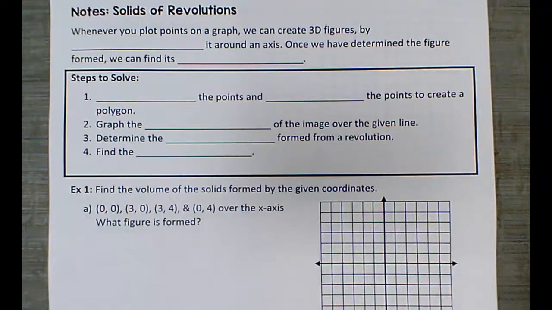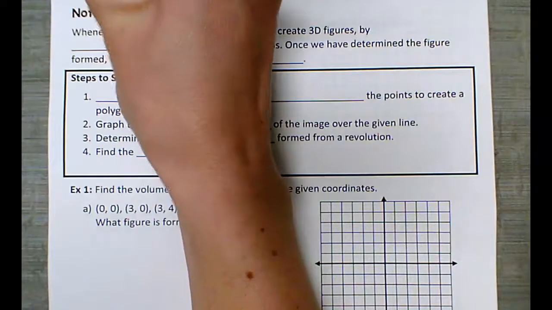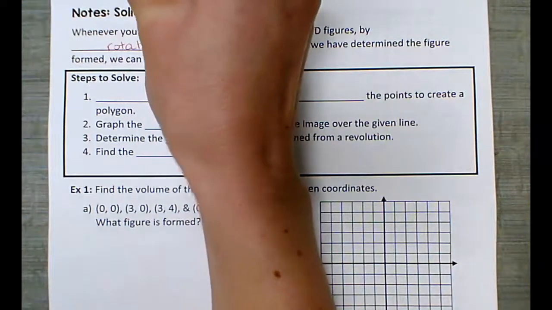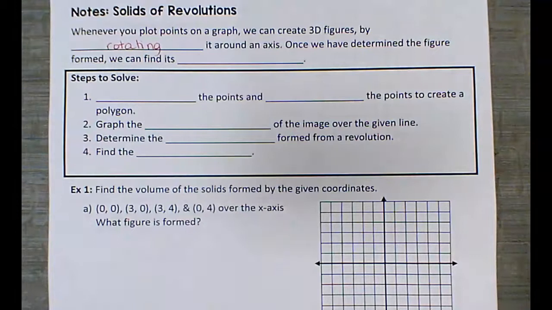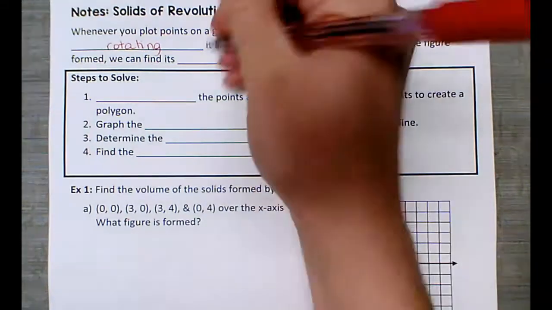And so today we're going to talk about solids of revolution. So we're going to be taking shapes that we get whenever we either draw lines from equations and figure out the bounded area, or we may plot points and connect them to make a shape on the graph. And we're going to create solids out of them, three-dimensional solids, by revolving them around an axis. So whenever you plot your points on a graph, we can create 3D figures by rotating it around an axis. Once we've determined the figure formed, we can then find its volume.